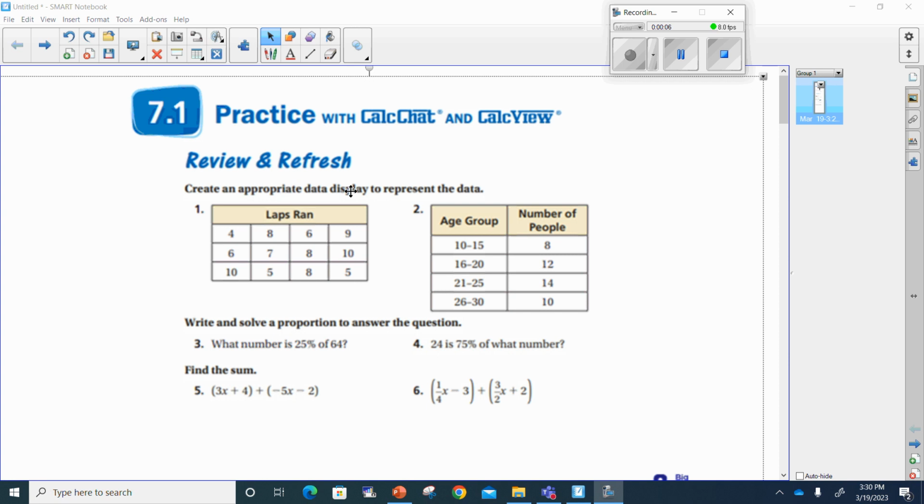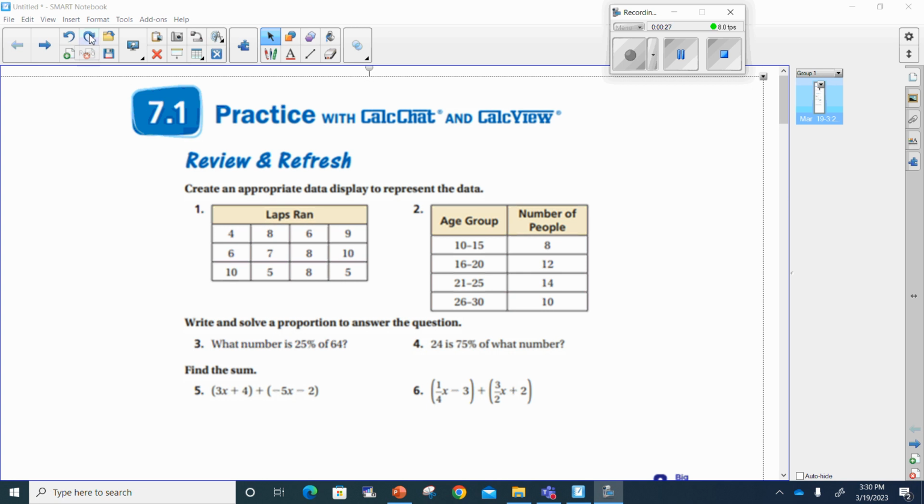So create an appropriate data display to represent the data. I see that 4 is by itself in all this data, but it looks like 6, there's 2 of those, 1, 2, 3 8s, 2 10s, even 2 5s. If I was going to do this, I think I would be okay with a bar graph.